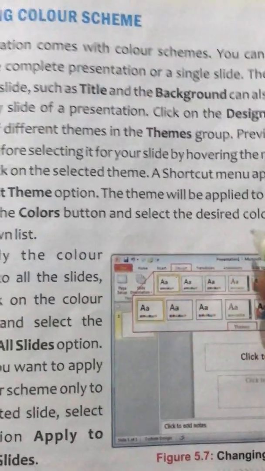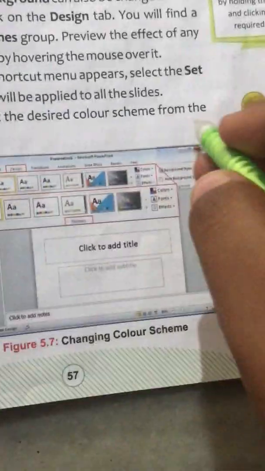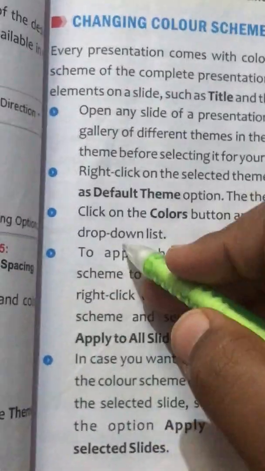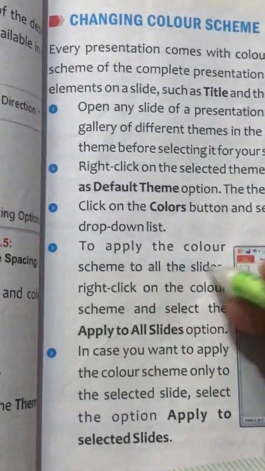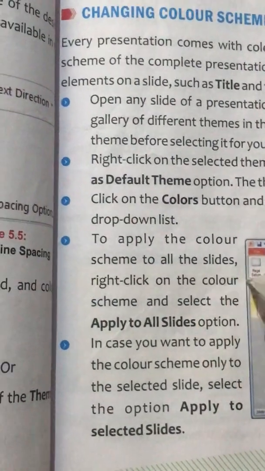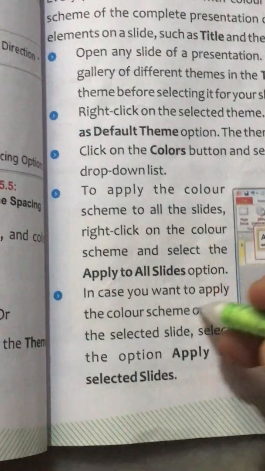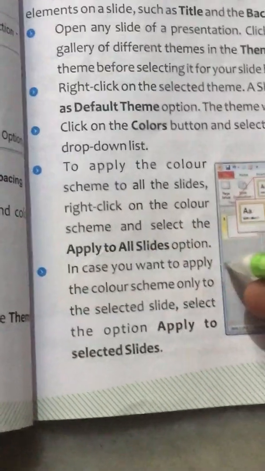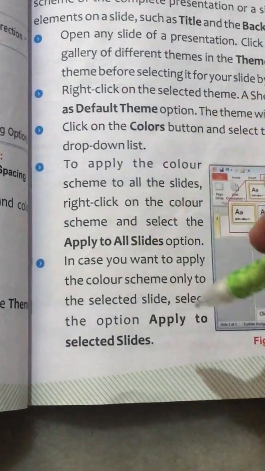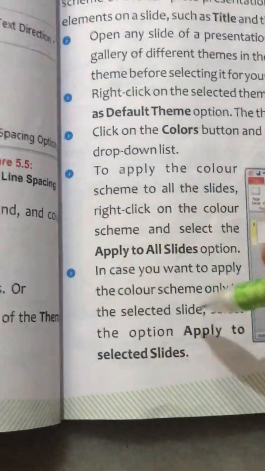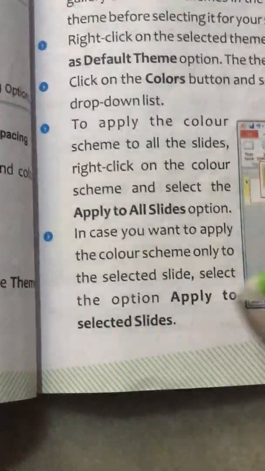Click on the Colors button and select the desired color scheme from the drop-down list. To apply the color theme to all the slides, right click on the color theme and select the Apply to All Slides option. In case you want to apply the color theme only to the selected slide, select the option Apply to Selected Slides.